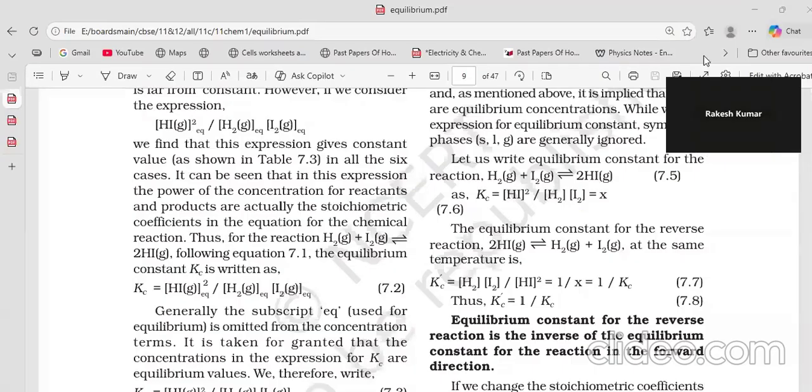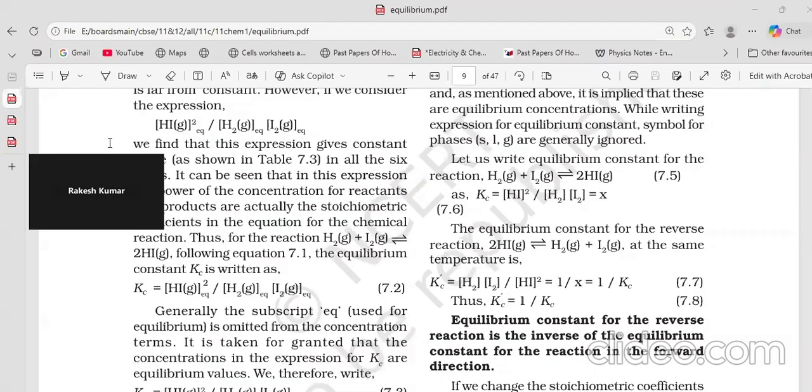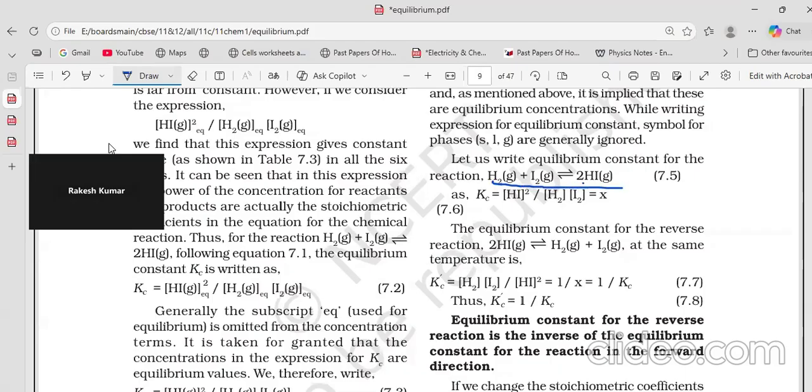When you look at the equilibrium constant expression, this is the expression for this equation. H2 plus I2 are the reactants, this is the product. So the product concentration comes on top and the reactant concentration comes in the denominator.